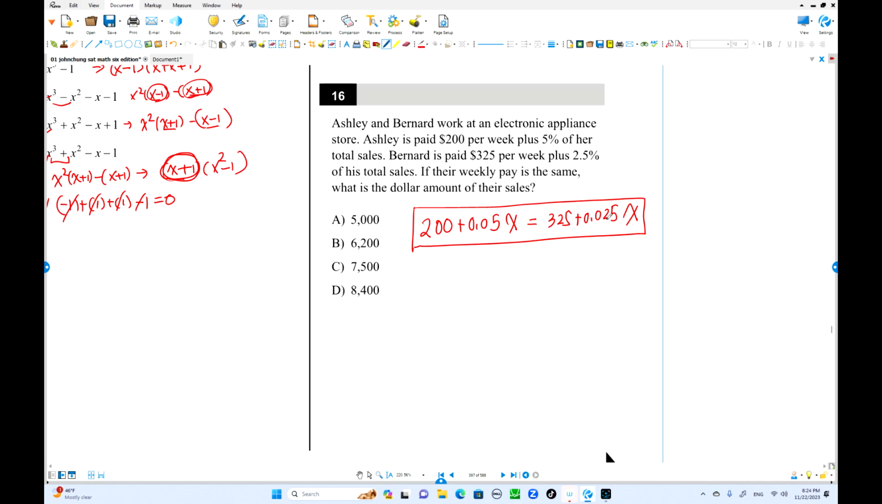So minus 0.025x from here. This is 0.025x over here. 325 minus 200 equals 125, okay? So x equals 125 over 0.025. That is equal to how much? 5,000, okay? Choice A is the answer.